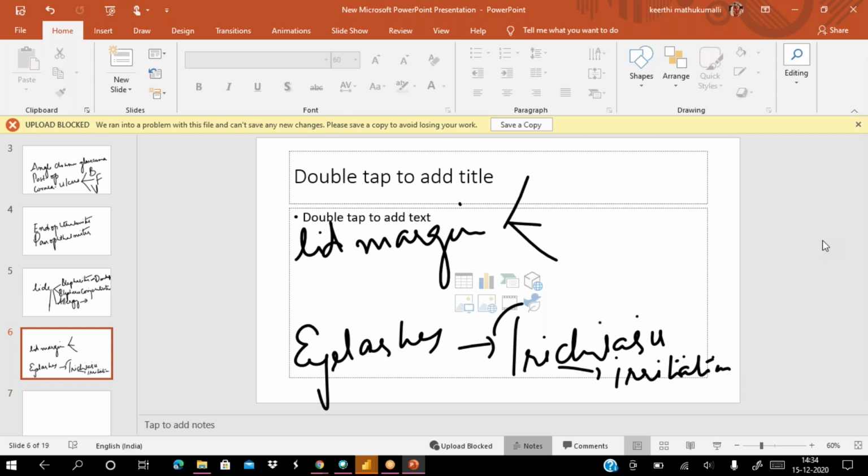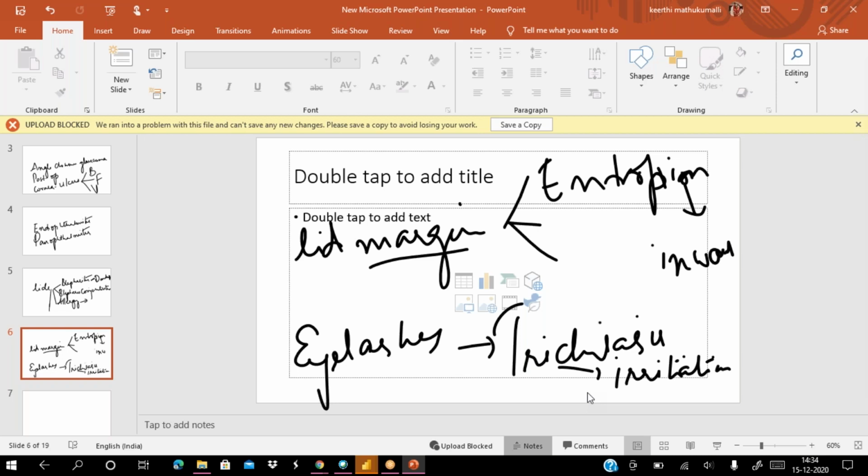Anything related to lid margin? I think you people know pretty well. Anything related to lid margin, I'm talking about margin. Come on. Which is related to lid margin? Okay. What is entropion? Yes, inward turning of the lower eyelid, inward turning of the lid margin. Okay, so in a similar way, what is the opposite of entropion?